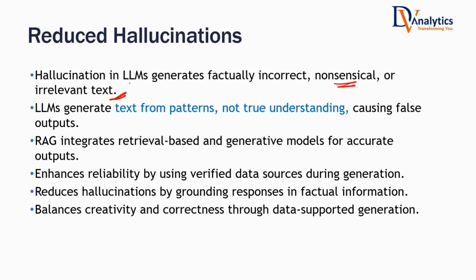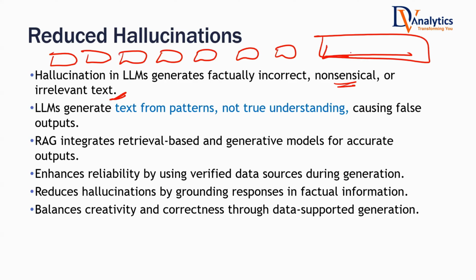Remember, large language model doesn't have any understanding. At the core of it, once again, you understand what is the core of a large language model. It takes the sequence of tokens as input and it generates the next token, next token, next token as output. So while it is generating, simply LLM generates the text from the patterns it has seen, that's it.